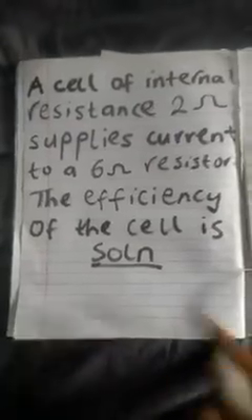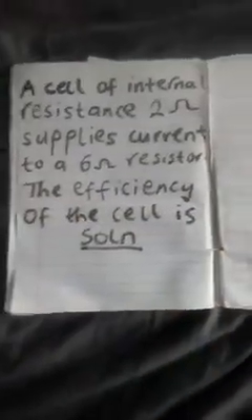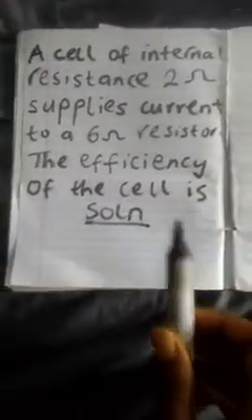The question says a cell of internal resistance 2 ohms supplies current to a 6 ohm resistor. The efficiency of the cell is. So before I can answer this question, let us understand the concept of efficiency. What does efficiency actually mean?